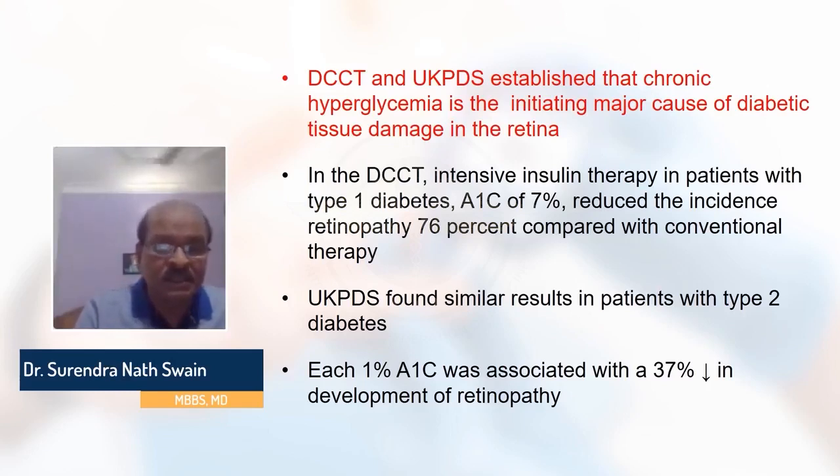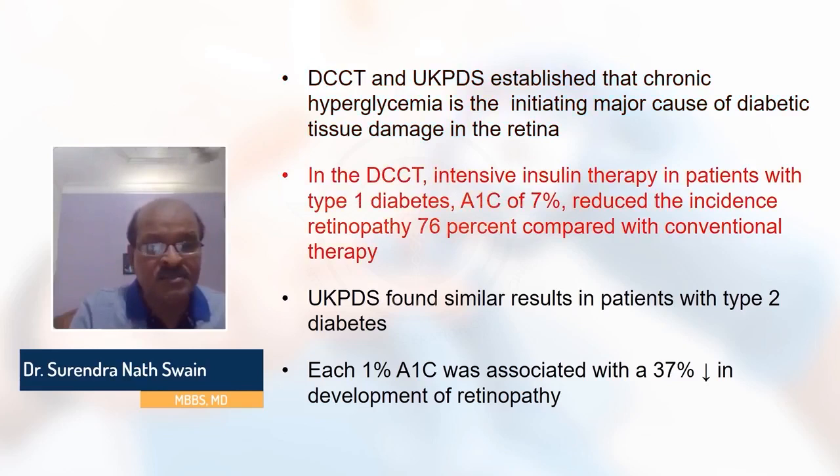The DCCT and UKPDS trials established that chronic hyperglycemia is the initiating major cause of diabetic tissue damage in the retina. Both trials suggested that diabetes is the major cause, and uncontrolled glycemic control, uncontrolled hyperglycemia, and association of hypertension are all major causes of diabetic tissue damage.